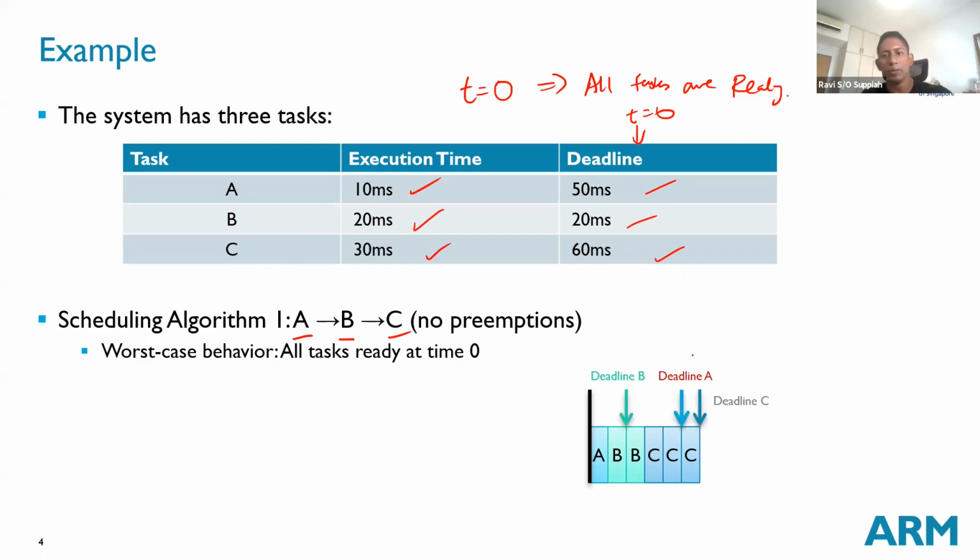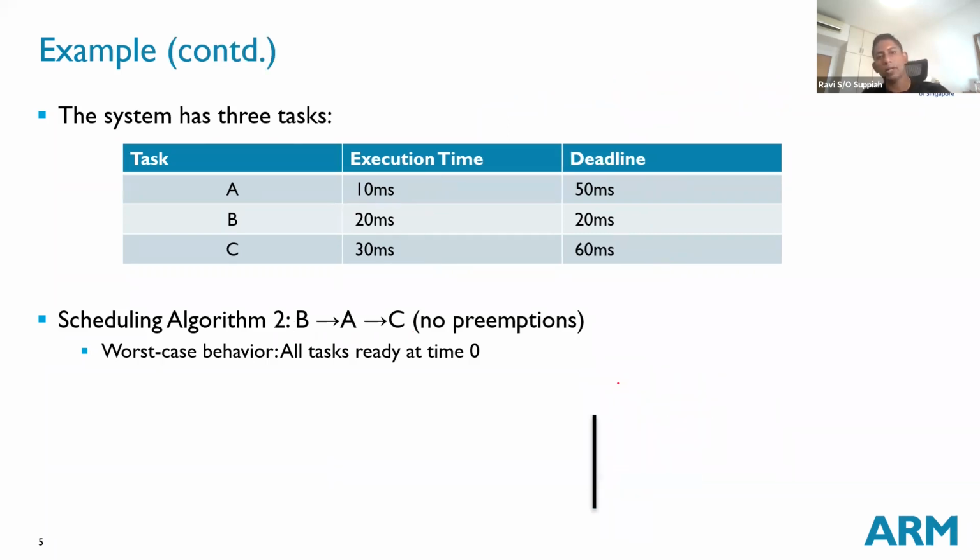So what do you see? The deadline for A, which is 50 milliseconds, no problem, I'm able to meet it. The deadline for C, which is 60 milliseconds, I'm also able to meet. But the deadline for B, I miss it, because the deadline for B is 20 milliseconds. By 20 milliseconds from time t equals 0, I'm supposed to have completed task B, but because I put A first, B will miss the deadline. So this scheduling algorithm will not work based on my current task set.